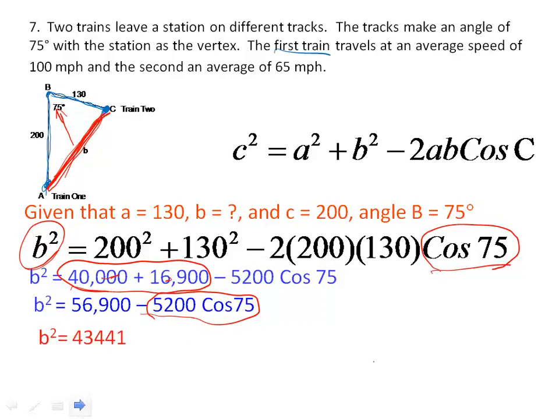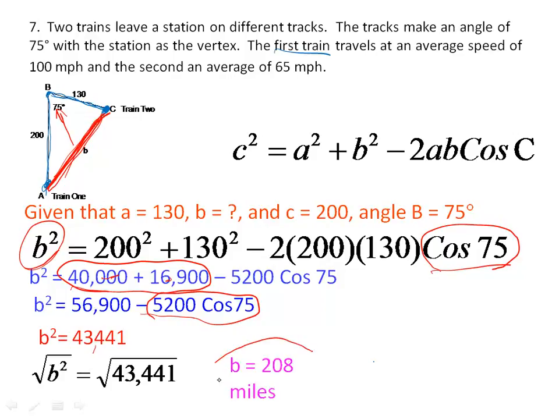Alright, so 56,900 minus 5,200 times the cosine of 75 equals 43,441. So now we square root that, because b squared equals 43,441, and find out that these two trains are about 208 miles apart. Okay, so we figured that out. Now we know all three side lengths.